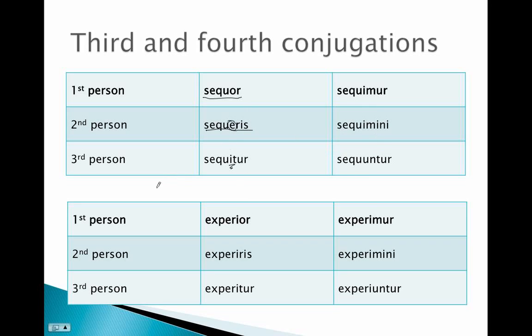In the fourth conjugation, this is the fourth here, experior, that I is going to stay throughout. That's a strong, long I. So experior, there's our passive endings, experiris, experitur, experimur, experimini, experiuntur. So the difference between the third and fourth is that this is a weak I, and so it's going to shift around a little bit. But the strong I of the fourth conjugation will not.